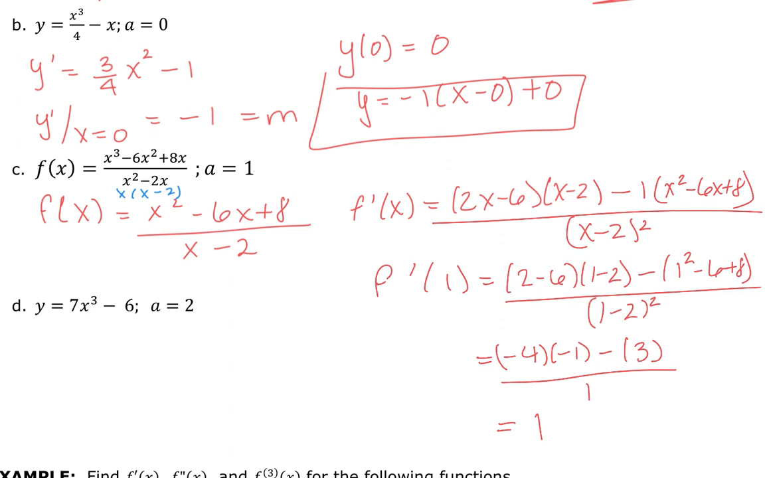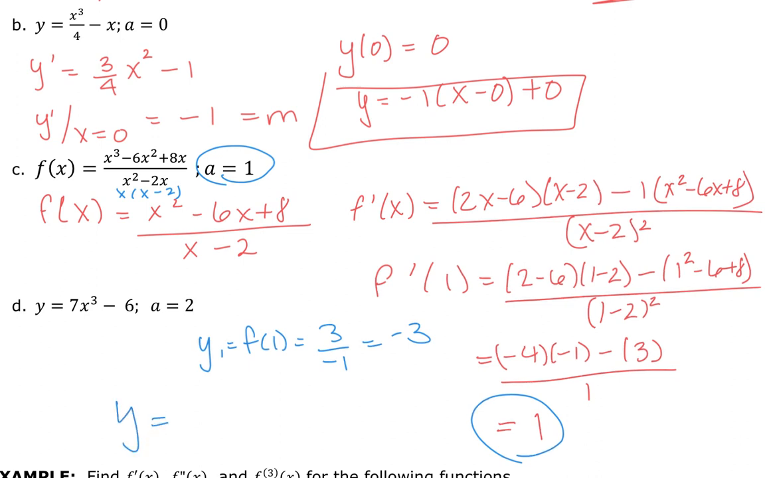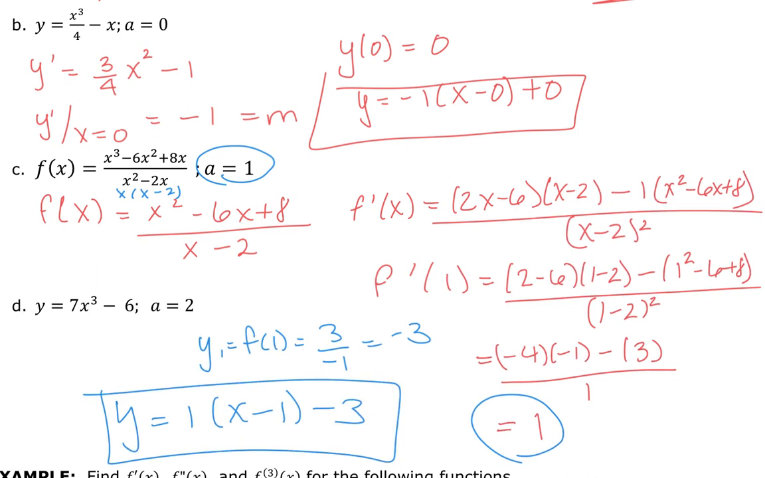Okay, now I have my m, I have my x sub 1. I do need to still find y sub 1, which is going to be f evaluated at 1. In my numerator, I'm going to get 1 minus 6, which is negative 5, plus 8, which is 3. In the denominator, I'm going to get negative 1, so I have negative 3. My final answer is y is equal to my slope, which was 1, x minus 1 plus, or minus 3, and that is my final answer.